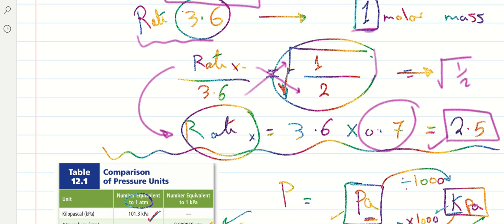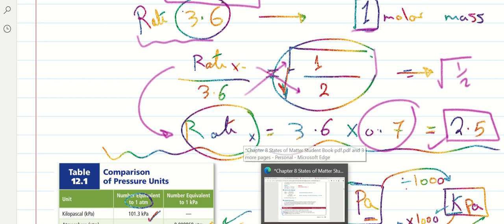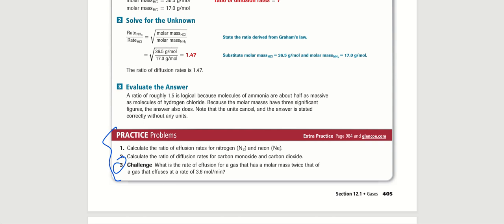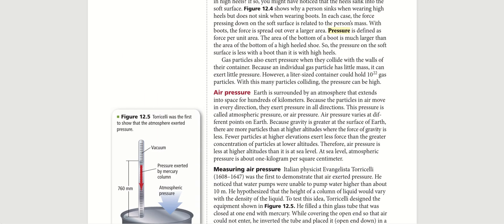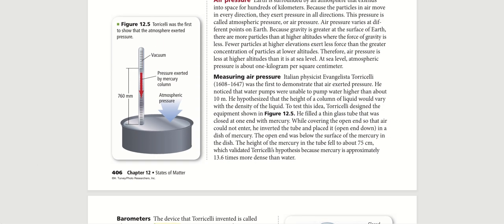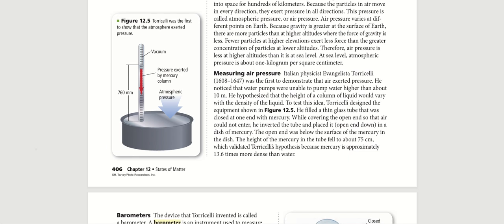Okay, we have finished this learning objective, and we have finished the kinetic theory learning objective. Going back to the book, the next learning objective is to know how to convert between units. Before converting between units, let me explain what you see in front of you. Before converting between units, you have to know what pressure is.